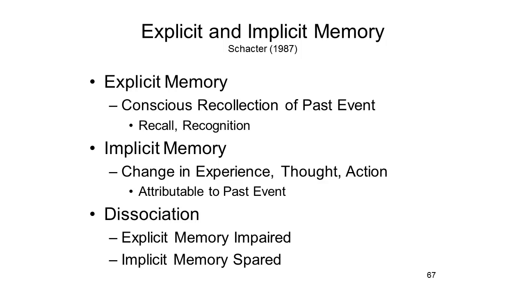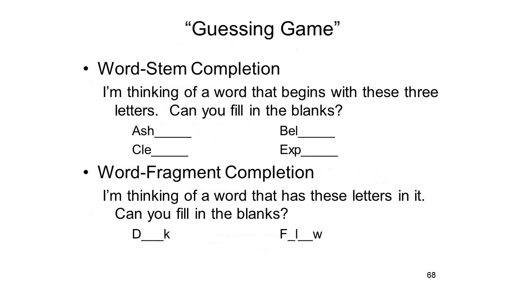And it turns out that these two expressions of memory, explicit and implicit, can be dissociated, such that a person's explicit memory, conscious recall and recognition, can be grossly impaired, but the person's implicit memory, these changes in behavior that are caused by these past events, can be completely unaffected. Implicit, unconscious expressions of memory can be spared, even when explicit, conscious expressions of memory are severely impaired.